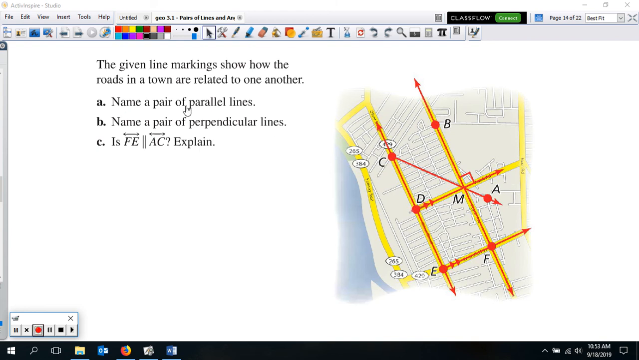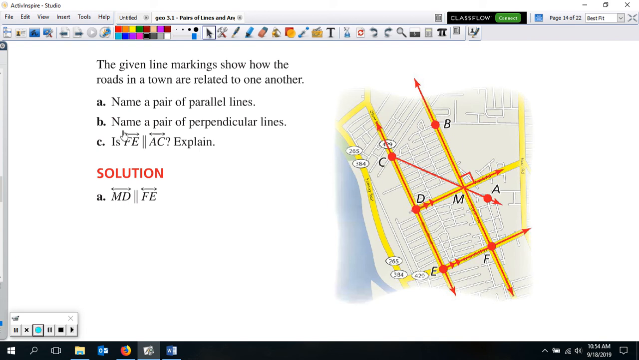So it says name a pair of parallel lines. So that would be with the parallel marks right there. Now notice that these two right here do not show the parallel mark, so we can't really name that one. So the one we're going to name here is the MD and FE. So these ones that have the parallel marks are the ones that we can actually write out that those two are parallel to each other.